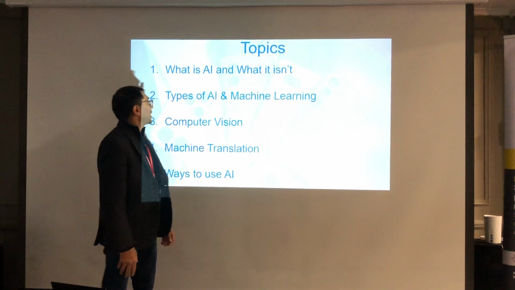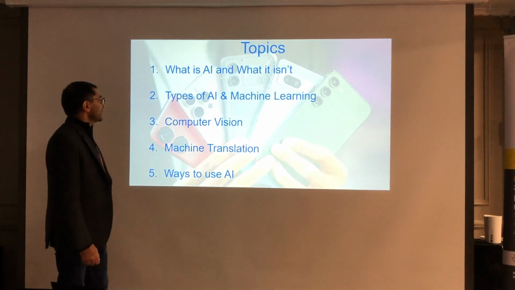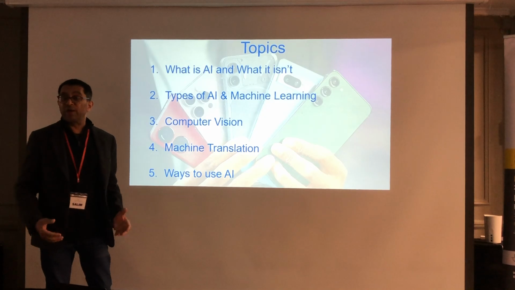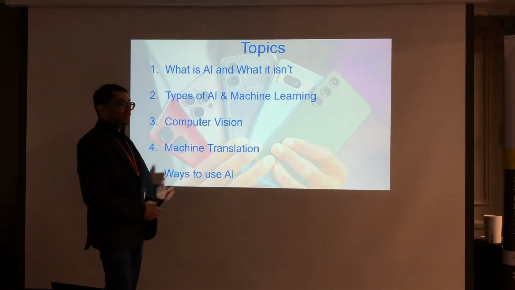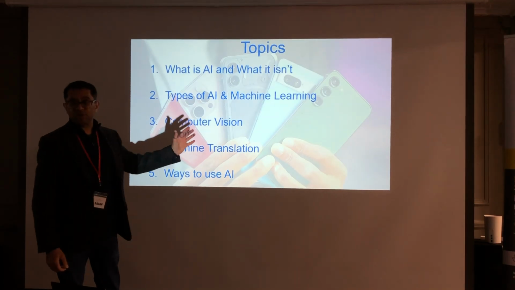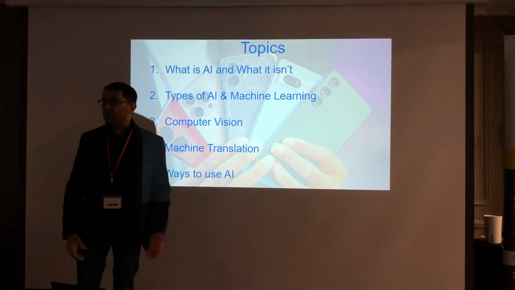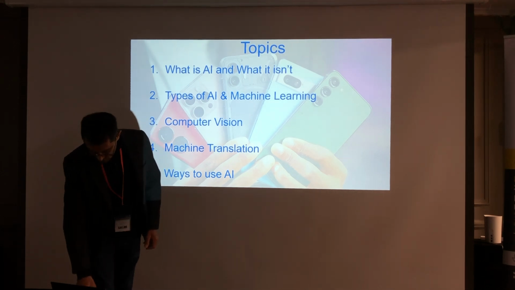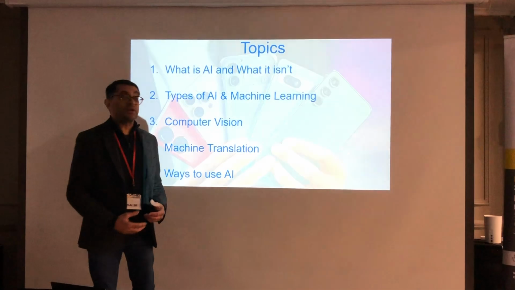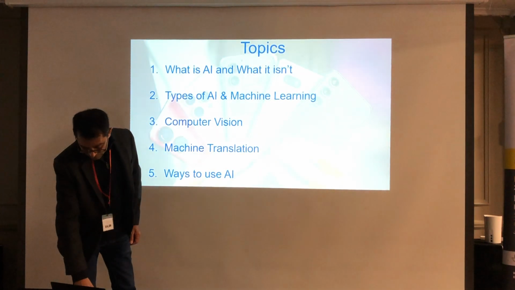So the topics I'm going to cover today, I'm going to talk about what AI is and what it isn't. But we'll talk about different kinds of AI. There's more than one kind of AI. And we'll talk about how machines learn. We'll look at some of the things they can do, like computer vision, machine translation, and then we'll look at ways we can actually use AI. So, at the end of this, you'll know a little bit about what AI is, what it can do, and how you can use it, hopefully.